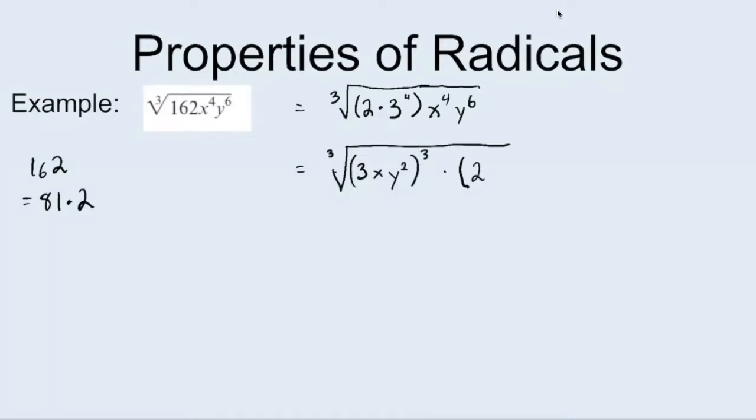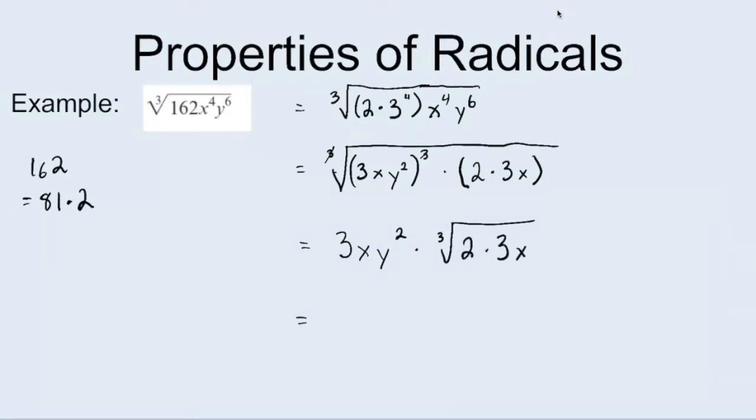So what am I left with? The 2 is no longer in the parentheses. I also have taken one of the 3's out, so it's times 3, and I've taken one of the x's out because it was x to the power 4. So now this kind of stands alone over here. But the rest of this can be evaluated. So that ends up being 3xy squared, right? And then I take the third root of 2 times 3x.